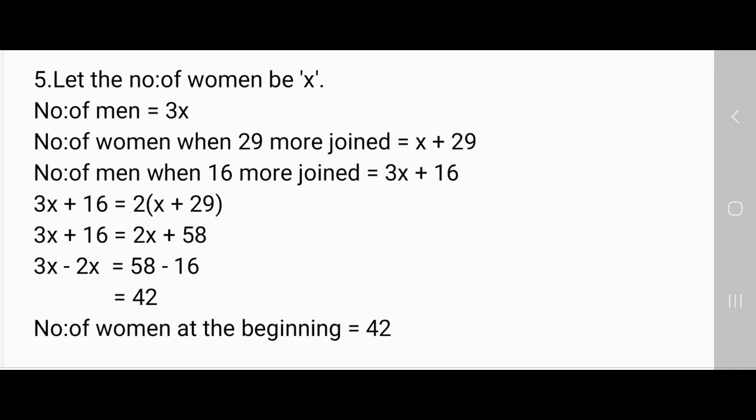Then open the bracket of 2 into x plus 29. So, 3x plus 16 is equal to 2x plus 58. Then take the x terms together. 3x minus 2x is equal to 58 minus 16 is equal to 42. So, the question is how many women were there in the society at first. So, number of women at the beginning is equal to 42.